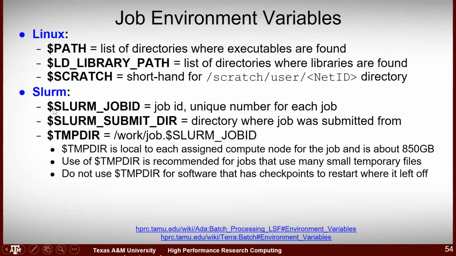The most important ones are slurm job ID, which knows the number for the job, and tempdir. So tempdir points to a location on disk at the current compute node that is specific to this job. That way, if you need a temporary place to create files, you know that the job has a unique place to put files that won't butt heads with another job on the same node.